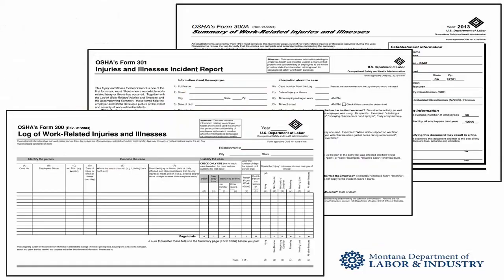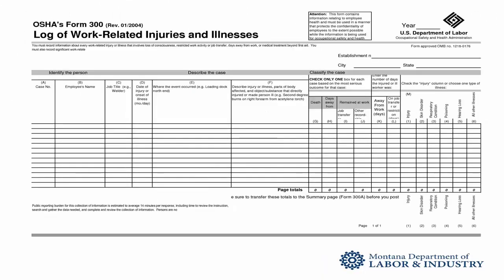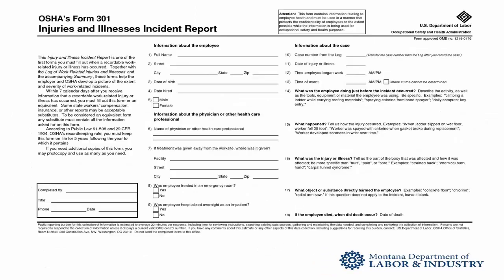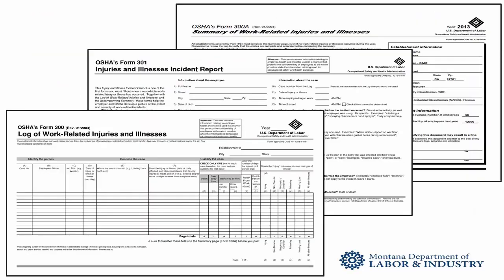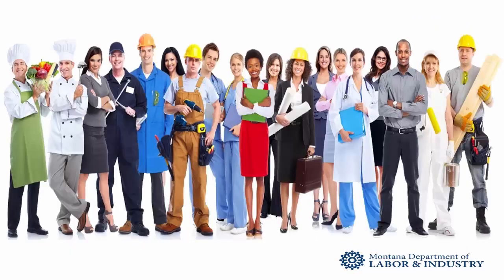exceptions. The 3 forms in OSHA's record-keeping package are the 300 log of work-related injuries and illnesses, the 301 injuries and illnesses incident report, and the 300A summary of work-related injuries and illnesses. You will learn the type of injuries and illnesses that must be recorded and how to record them on the forms. Not all employers must complete the record-keeping forms on an ongoing basis.